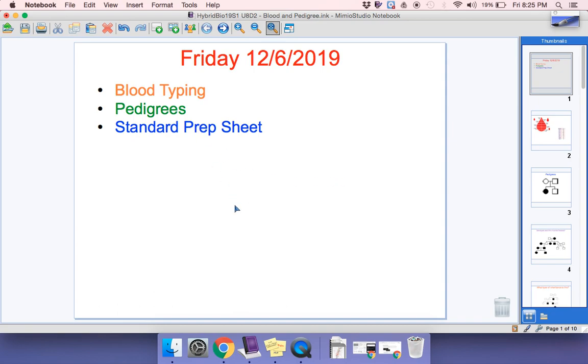So, I'm going to run through how to do blood typing. I'm going to run through how to do pedigrees. We did that in class today with the other kids, and then I'll tell you what color sheets go with these. If you have any questions on anything, feel free to email me.